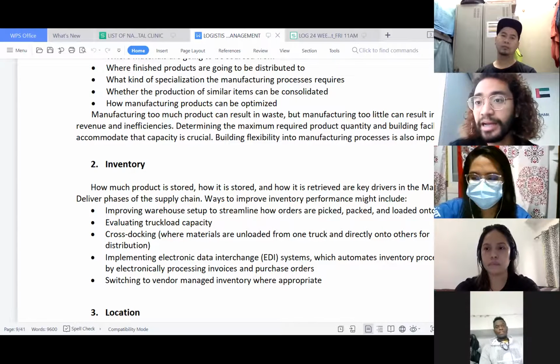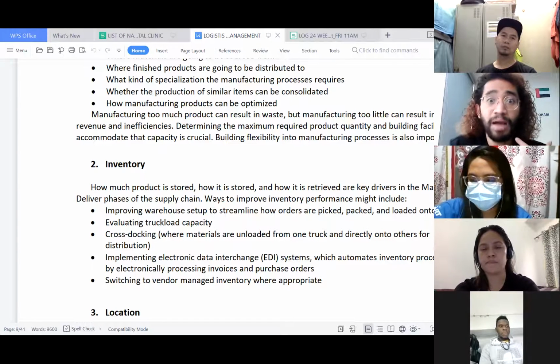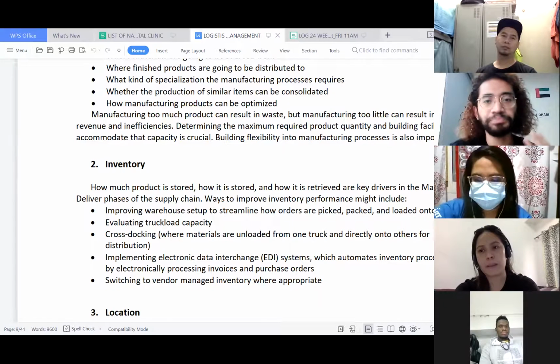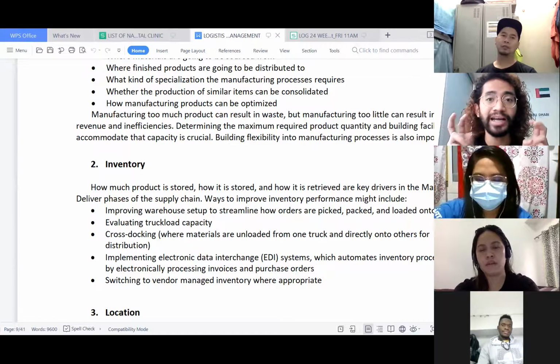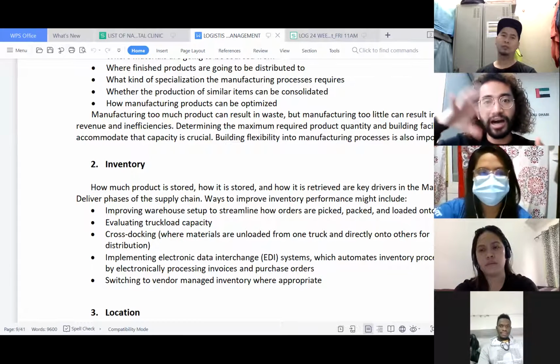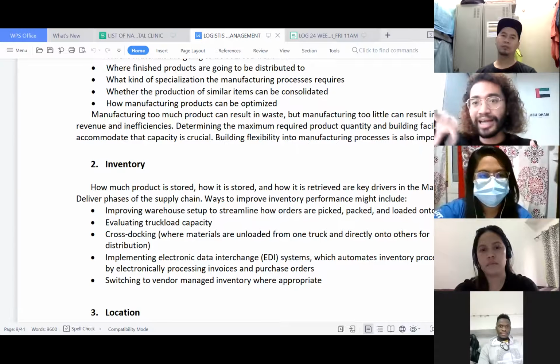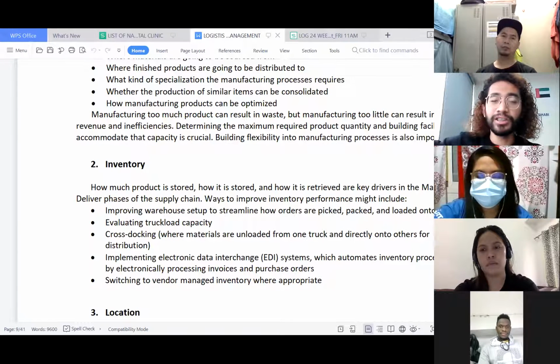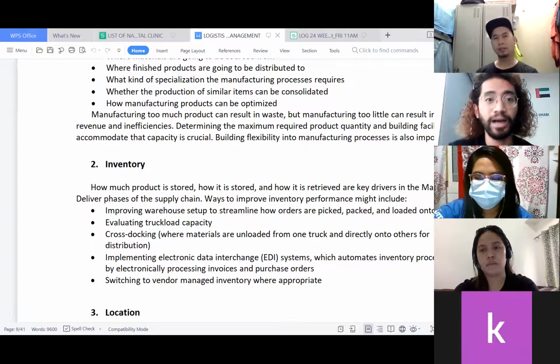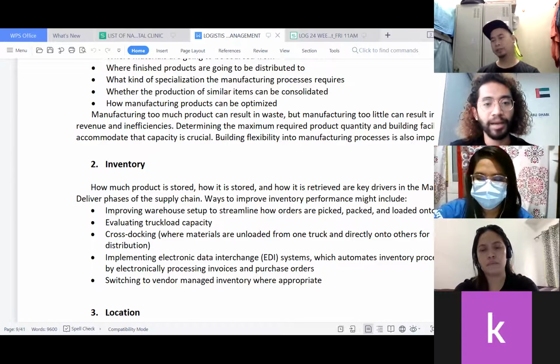You will pay me in a certain amount of time, depending on your agreement. But the term cross-docking is when you unload, and then other trucks will get your items and distribute them. That's the meaning of cross-docking.